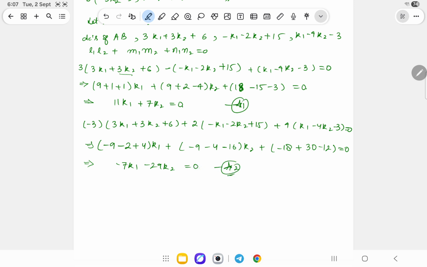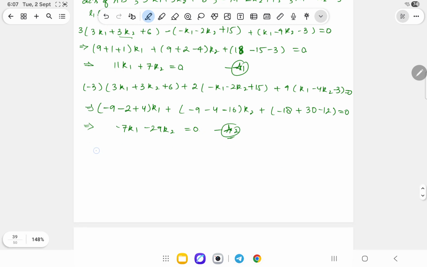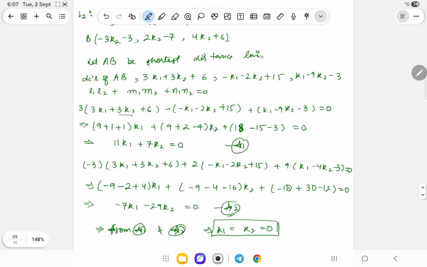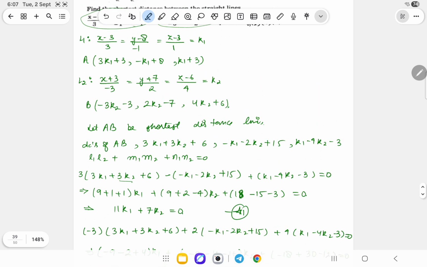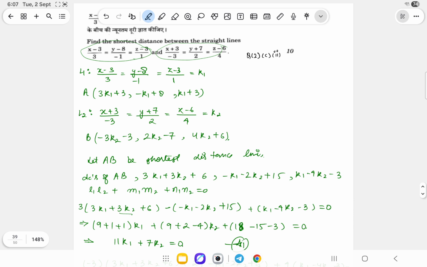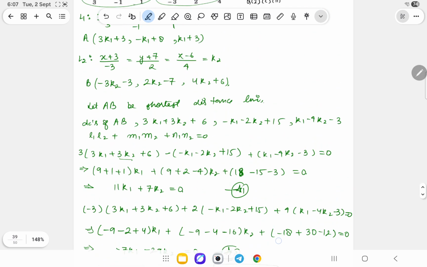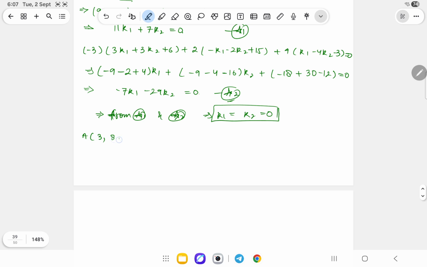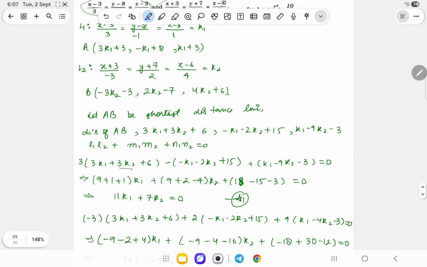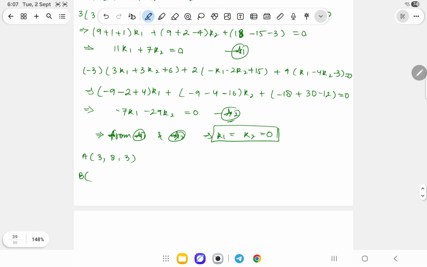So now I can solve star 1 and star 2 for k1 and k2, and if I solve, from star 1 and star 2, I'll get k1 equals k2 equals 0. So from here I'll be getting basically points A and B, which give me the coordinates of the shortest distance line. So my point A is basically 3, 8, 3, and my point B is minus 3, minus 7, 6.